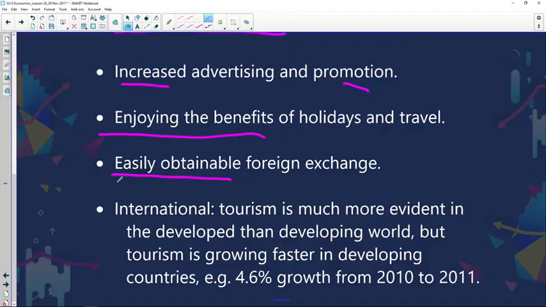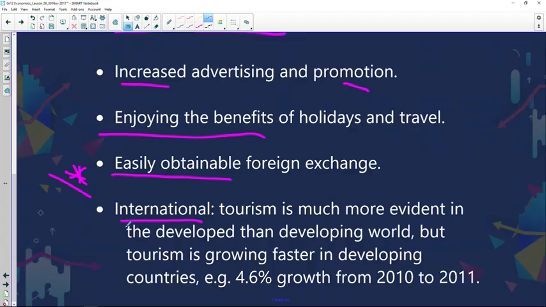Also, the easily obtainable foreign exchange. And so now it's easy to exchange currencies. You go to most banks in South Africa, they have the foreign exchange department or the forex department. So you can exchange currencies. So it's easy to obtain foreign currency. In shopping centers, you can go and exchange currency. So this has made it easy for tourists to actually exchange and obtain the foreign currency that they require.